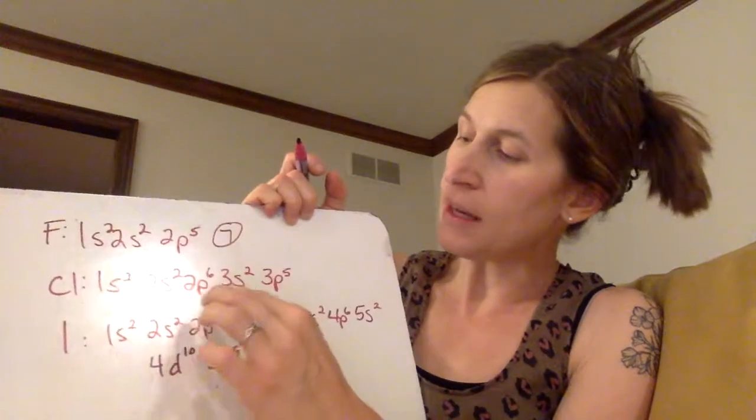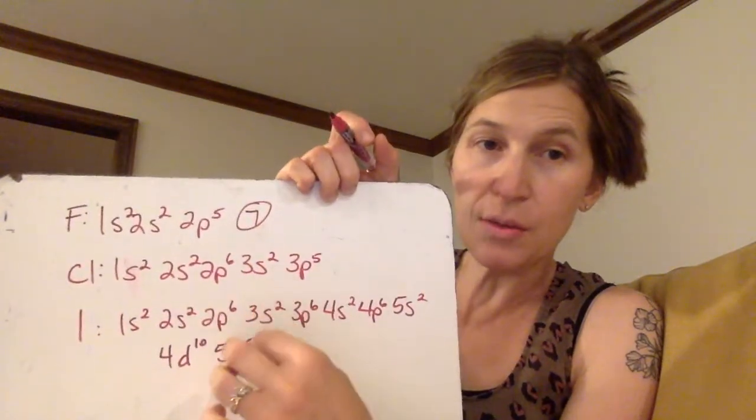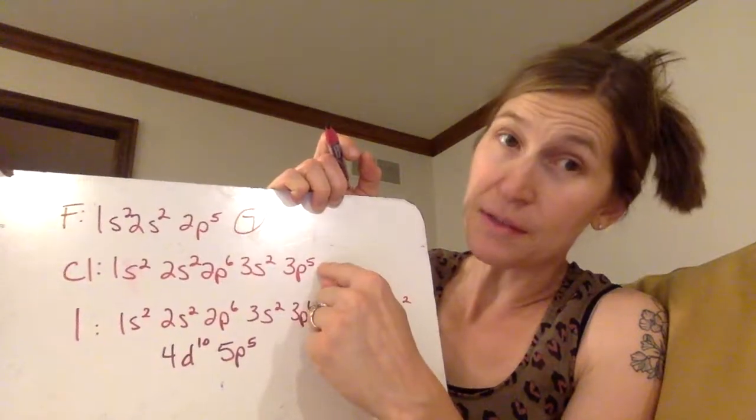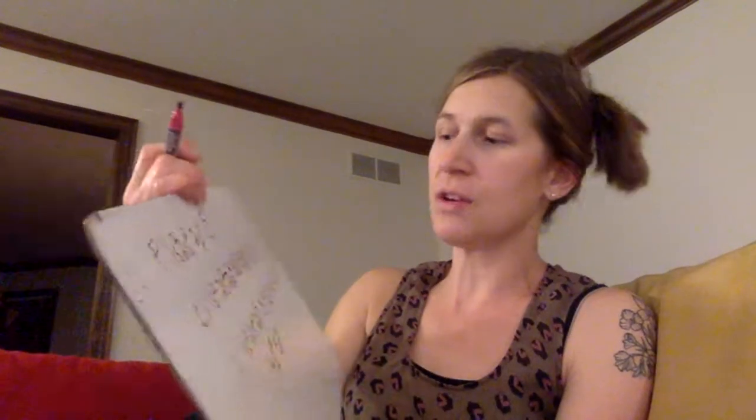And then if I look at chlorine, its highest energy level is 3, right? And there's 2 and 5 again, so 7 electrons. Are we seeing a pattern? 7 valence electrons.